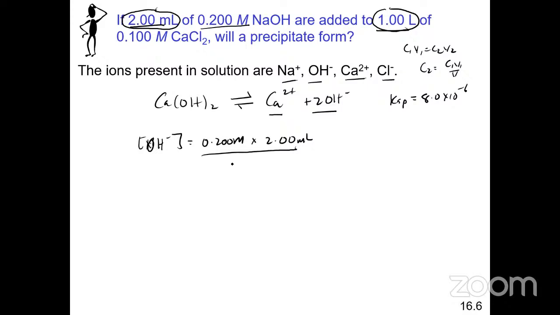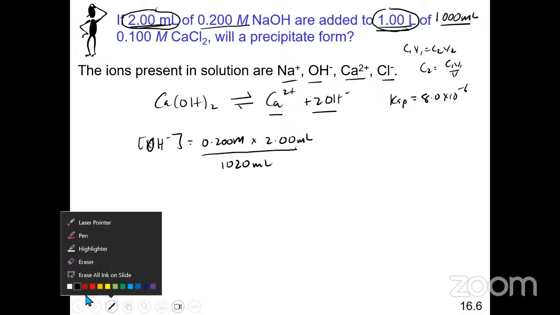So basically, hold on, wait a minute. 0.002. So that would be equal to 1020 milliliters, right? Because what I did was add 2 milliliters to 1 liter. 1 liter or 1.0 liter is the same thing as 1,000 milliliters. So I've added 1,000 milliliters to 2 mL. So that would actually be 1,002. Let me erase this here.